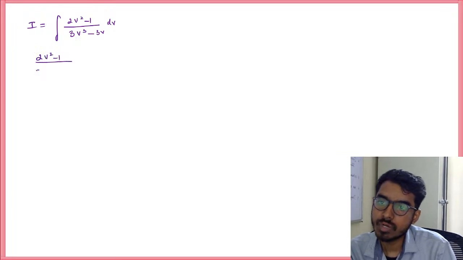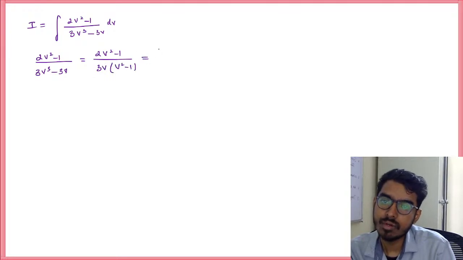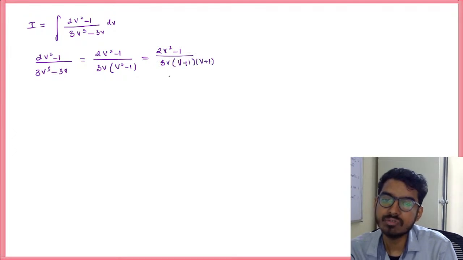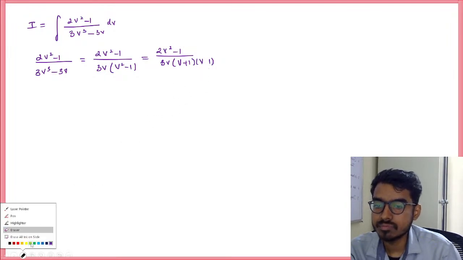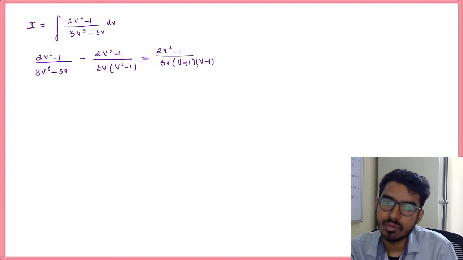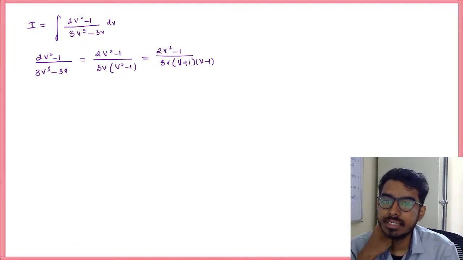(2v² − 1) by (3v³ − v). If I take 3v outside, now v² − 1. So I can write this as v into (v + 1) into (v − 1). This is a type 1 partial fraction.